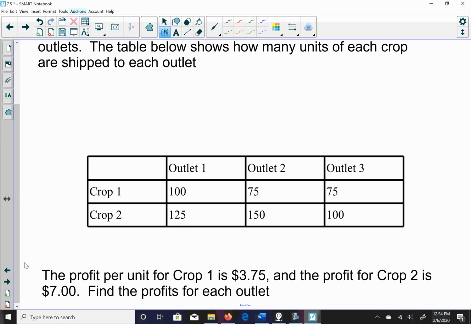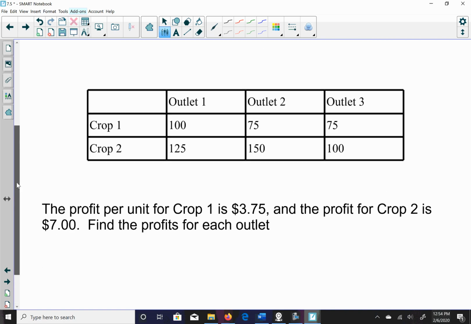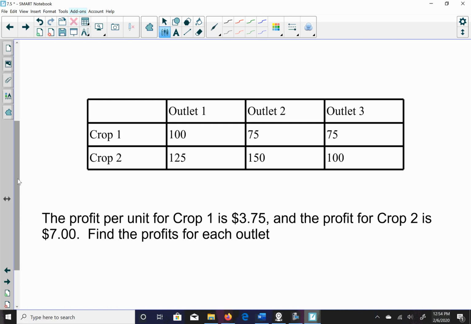So I'm going to set this up as a matrix. The first thing I have is the information that's given to me: the 3 outlets and the 2 crops. And the way it's written, this is given to me in a matrix, because I'm going to take out all the words. I'm going to write a matrix that is going to be 2 rows by 3 columns. The information I have here for profit, I'm going to have 2 items. So I have a choice.